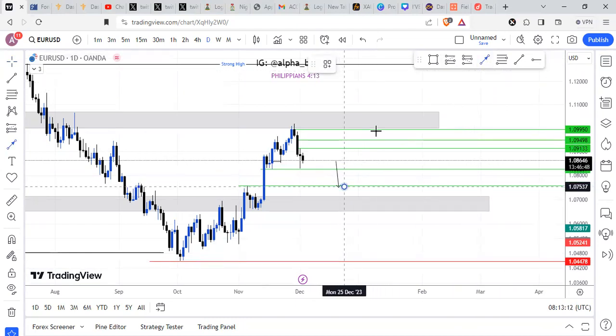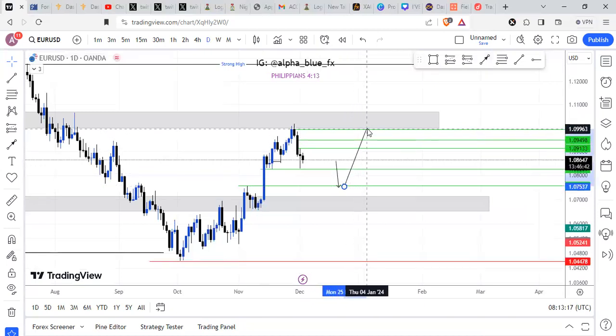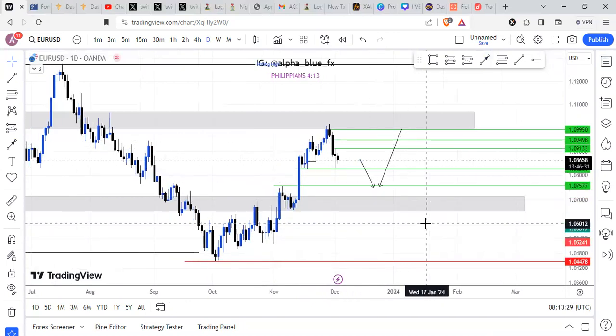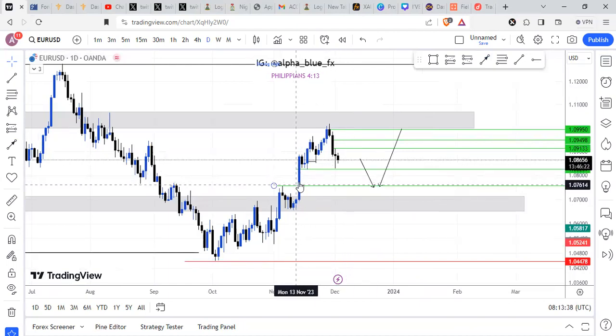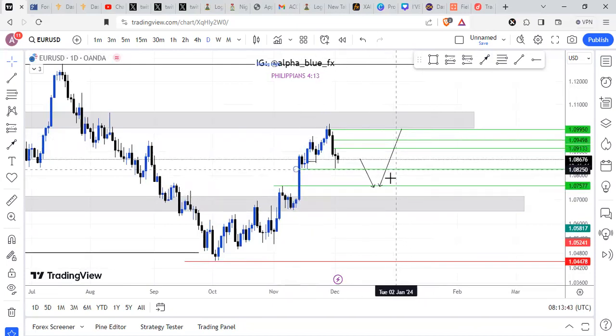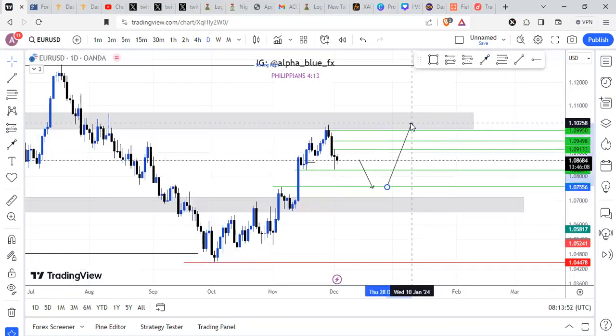So this is what I'm expecting on Euro USD this week. I feel that this market will come all the way down here before it now moves up. This is my simple forecast for Euro USD this week. It comes down, fills in this imbalance, as you can see there's an imbalance here, then continues to move to the upside. Sorry, I got my arrow wrong. This is what I'm forecasting, this is what I'm predicting.